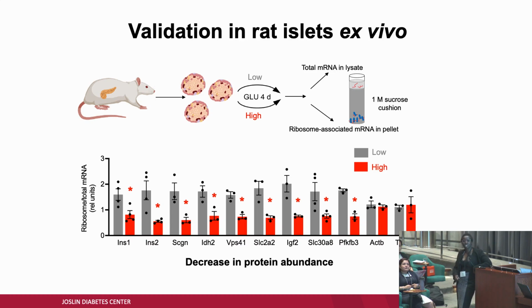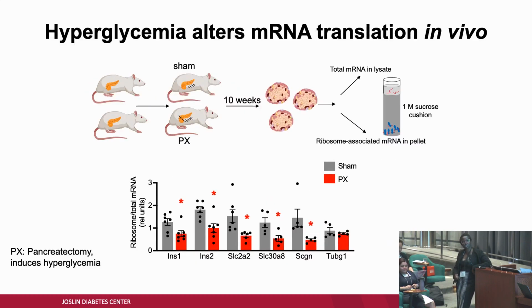I looked at protein. It's also decreased at the steady state level for protein. And I don't have time to show you human islet data, but this is also phenocopied in human islets that I got from cadaveric donors to test the effect of high glucose. But I wanted to show you in vivo work too.